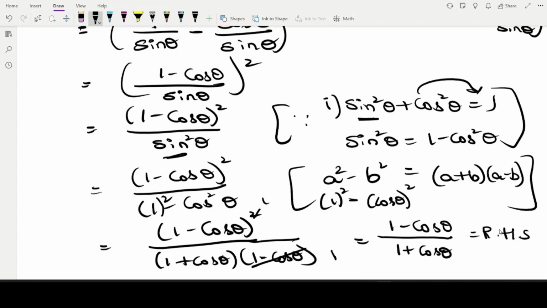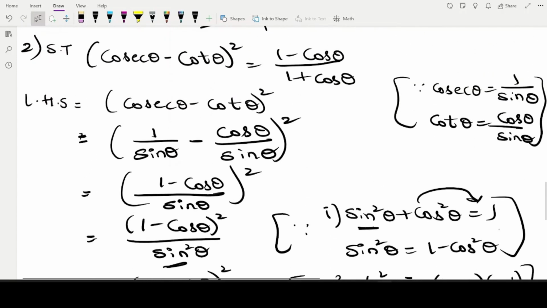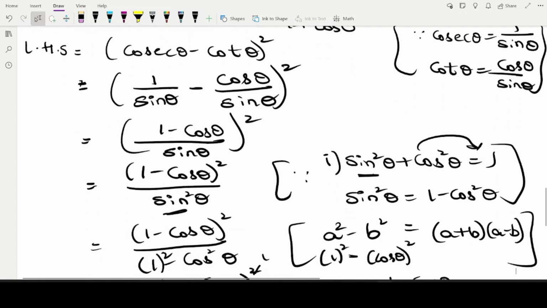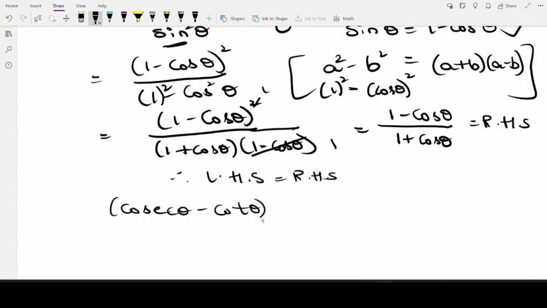And at the top he has asked us to prove the same thing. He has asked us to prove that (cosecant theta minus cot theta) whole square equals (1 minus cos theta) divided by (1 plus cos theta). So we took the LHS and solved the problem to the last step, which concludes as (1 minus cos theta) divided by (1 plus cos theta), which is the RHS part. Therefore LHS equals RHS, which is (cosecant theta minus cot theta) whole square equals (1 minus cos theta) divided by (1 plus cos theta). So this is the second problem.